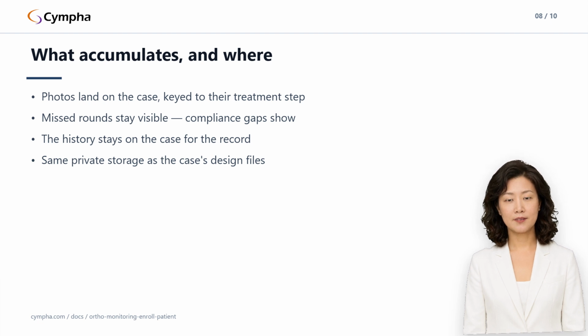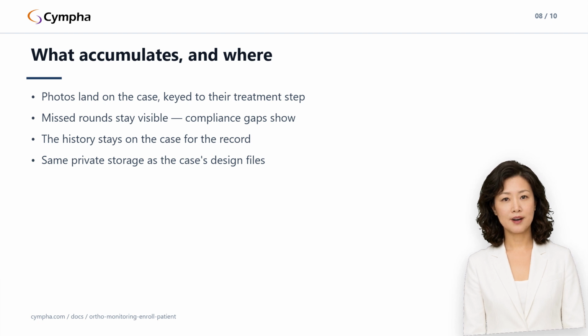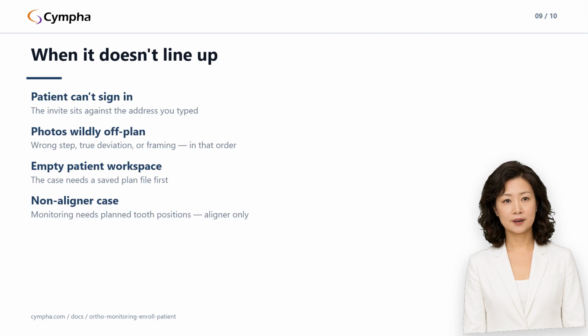Four situations cover most support conversations. The patient got the invitation but can't sign in. The invitation sits against the exact address you entered, so if they historically use a different email, resend to the one they actually use, or have them sign in with the original. The photos look wildly different from the plan. Check three causes in order. First, a wrong treatment step, so confirm the start date and days per step they entered on first use. Second, genuine tracking deviation, which is the entire reason you're monitoring. Third, a framing problem, which the coaching checklist fixes.